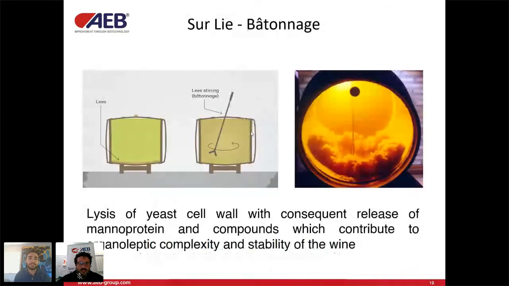So in the past, these techniques were developed in the barrel where the aging of the wine was done on the lees of the yeast to ensure that the cell wall of the yeast was breaking down and releasing more mannoprotein. This is the sur lie method, while the bâtonnage method was to mix these yeast lees to, again, speed up the process of breaking down the cell and releasing the mannoprotein.